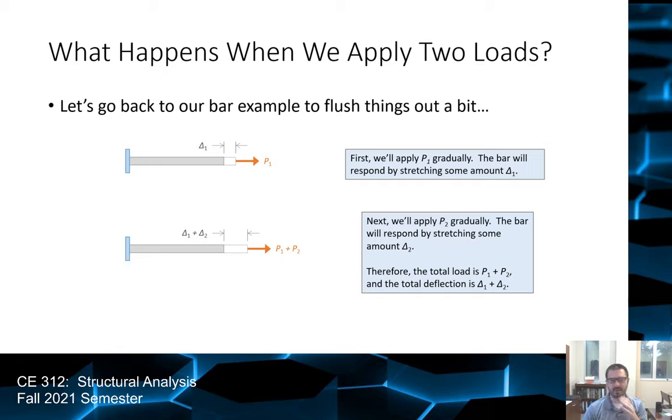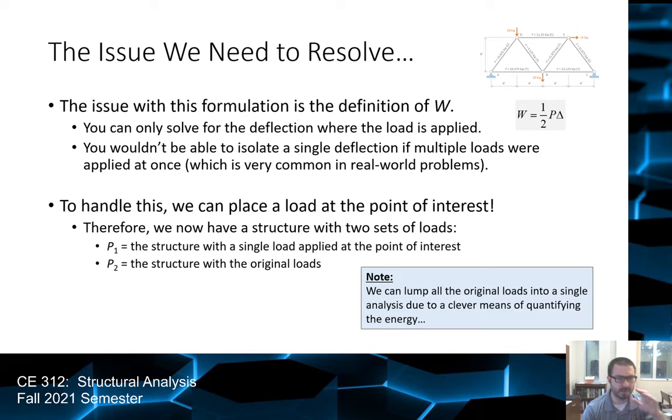This seems a little convoluted, but you'll see what I'm doing here in a bit. Now, the ultimate goal is to solve for delta 2. If you remember, I'm going to go back to my previous slide here. P2 is the structure with the original loads. P1 is the load with the single, or the structure with the single load applied at the point of interest.